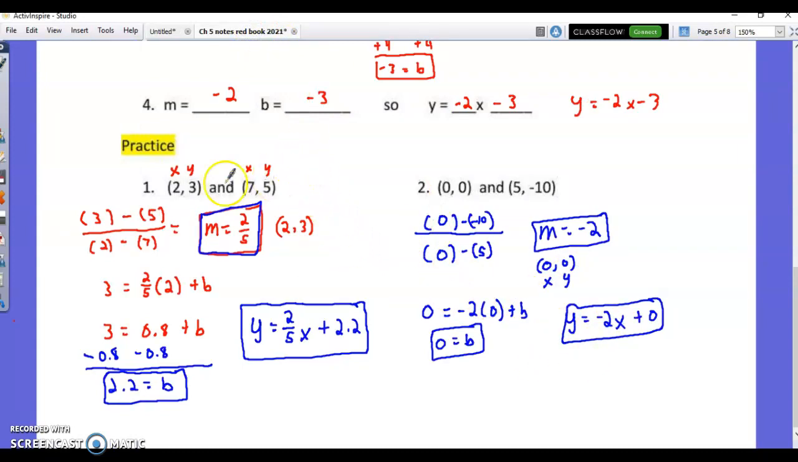So long and short of it is, once you find your m, pick either of the 2 points, right? If I were to use 7 and 5, I would still get the same answer here. It comes out to the same thing, all right? So it doesn't matter which one you pick. Look at them, whichever numbers look like they're easier for you to use, go ahead and do that. There might be a point that might be easier to use for some than others, but again, it's personal preference on how you do that. So follow those steps, and that's how you write the equation of a line given 2 points.